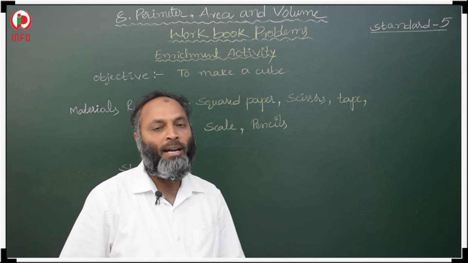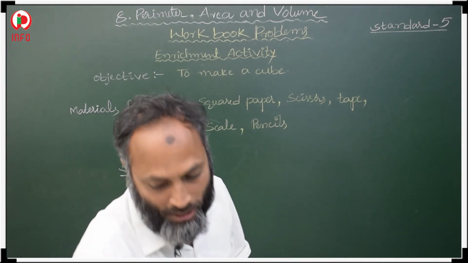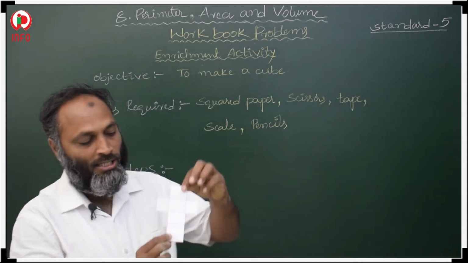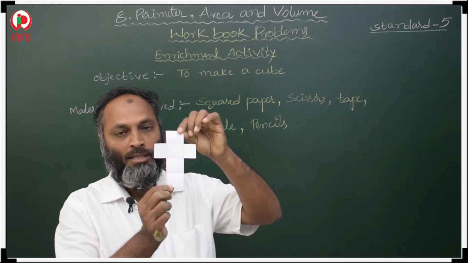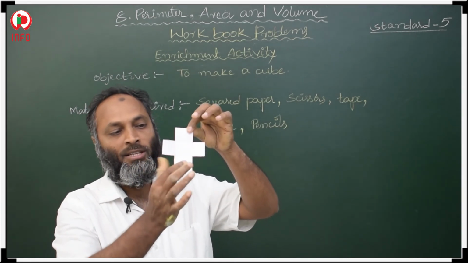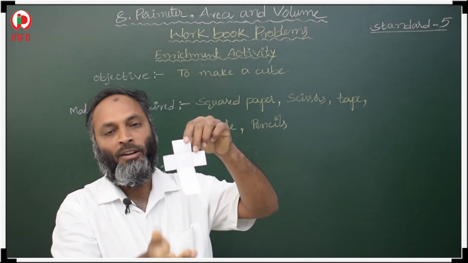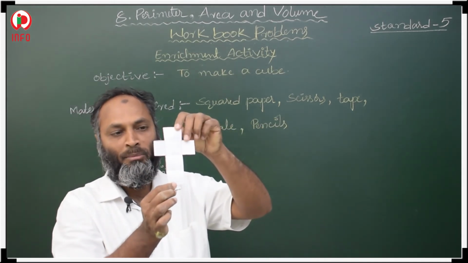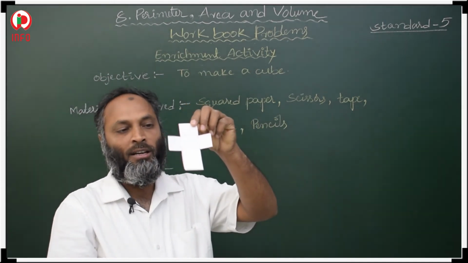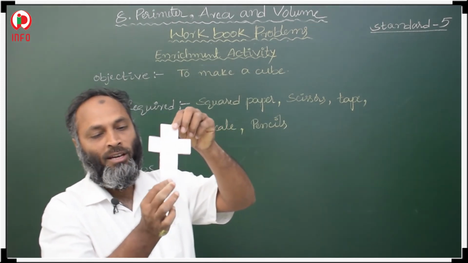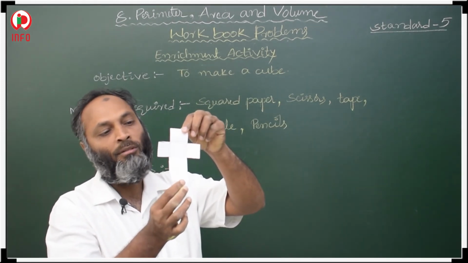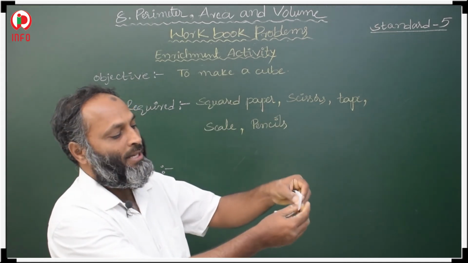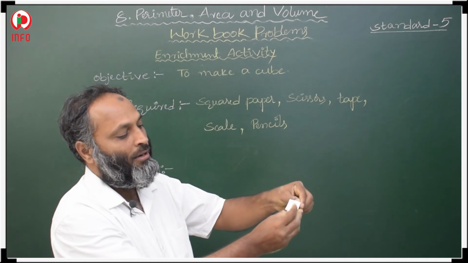In your book some patterns are given. First you cut your square paper in that pattern. The first pattern is given to you as a square in this way. So all your squares you cut in this way, according to the given pattern in your textbook. Then check with this square paper whether you are able to make a cube or not. Fold all these squares like this.